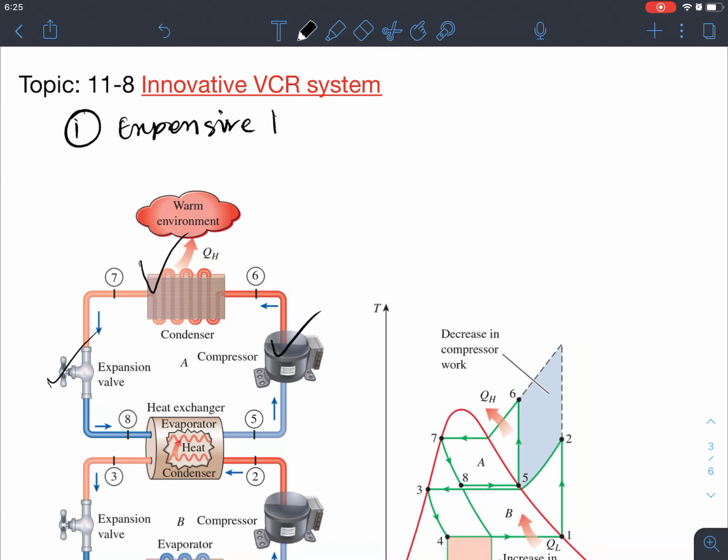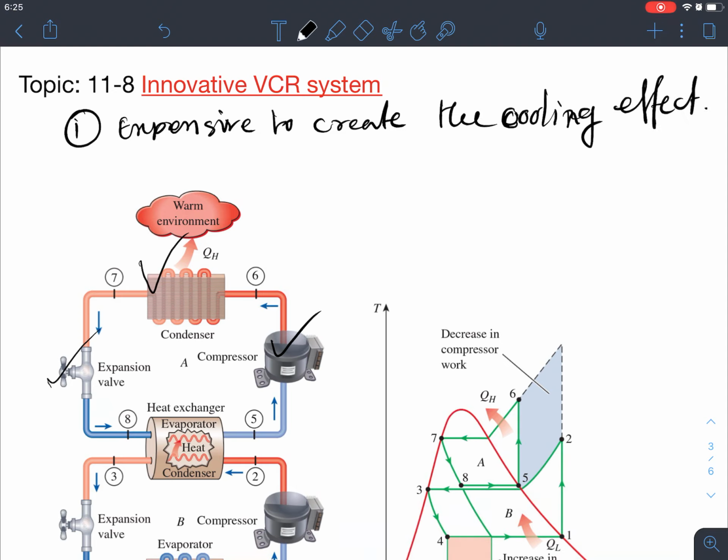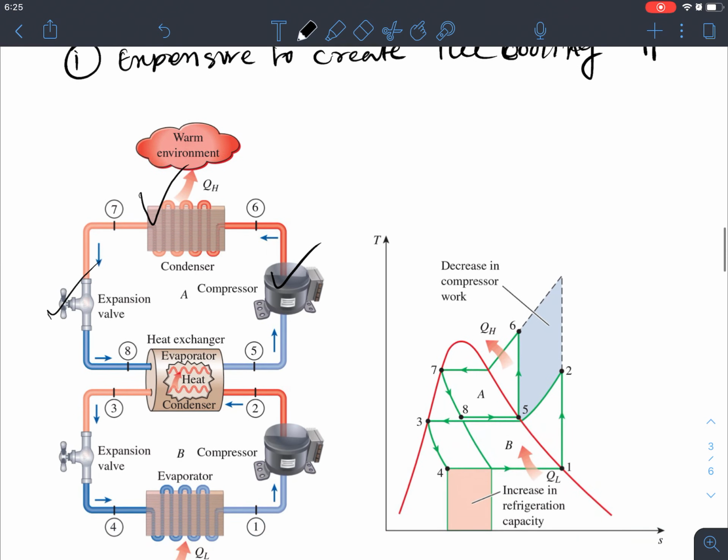Expensive to create the cooling effect, the desired cooling effect in many domestic applications as well as industrial applications, right? So what happens is that instead of an evaporator, we use a heat exchanger, especially for industrial application, where you need really large or high capacity cooling systems.